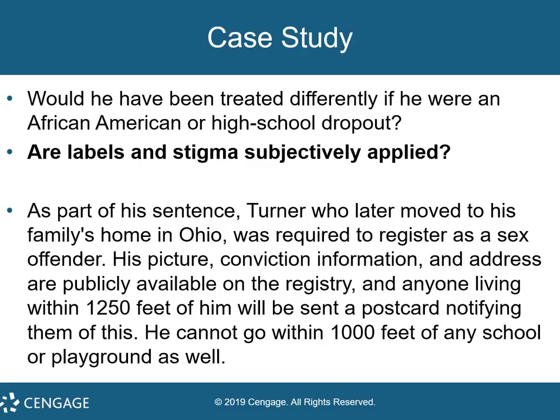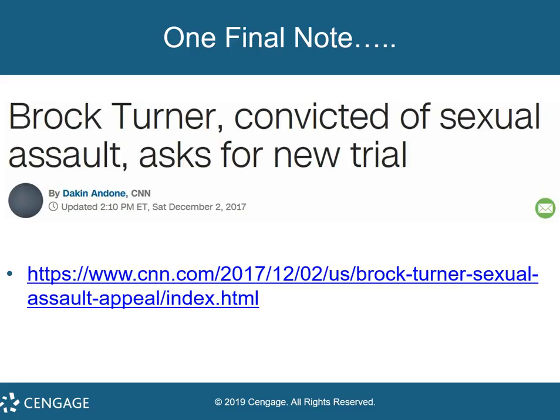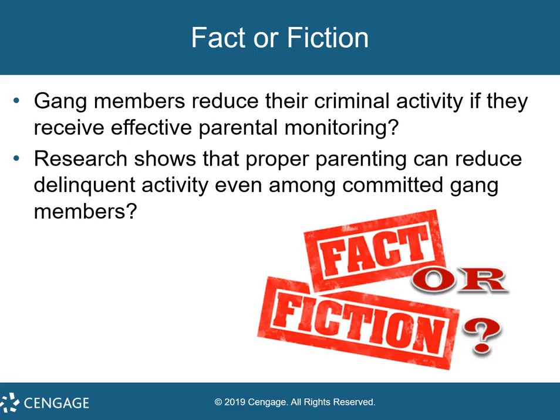Now, as part of his sentence, Turner, who later moved to his family's home in Ohio, was required to register as a sex offender. His picture, conviction information, and address were publicly made available on the registry. He can't go within 1,000 feet of any school or any playground. If you want to read more about the report, you can look here. I even have a link to CNN's article about this, and the fact that Turner is appealing because he now has to register as a sex offender.